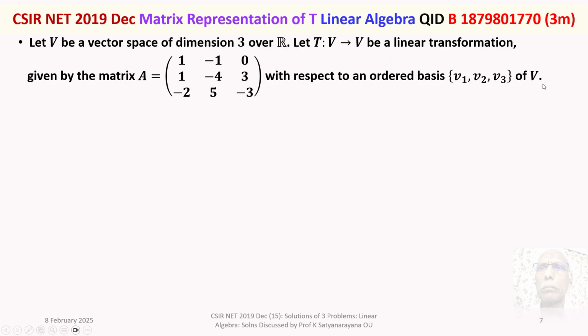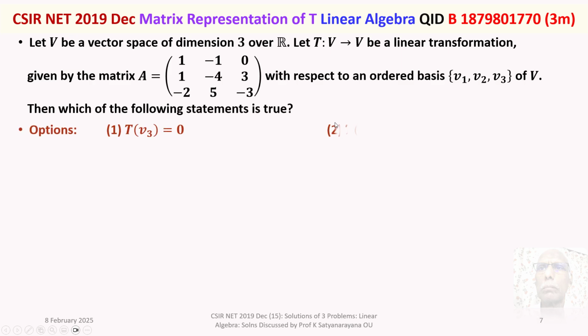This is the basis of V. Then what is this A? A is the matrix of T with respect to the basis B, where the basis B is V1, V2, V3. Then which of the following statements is true?